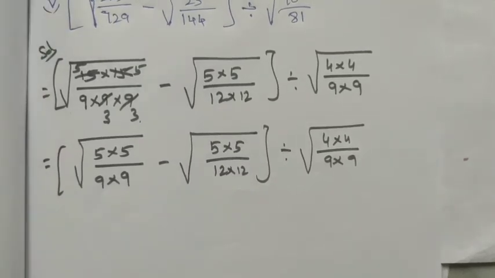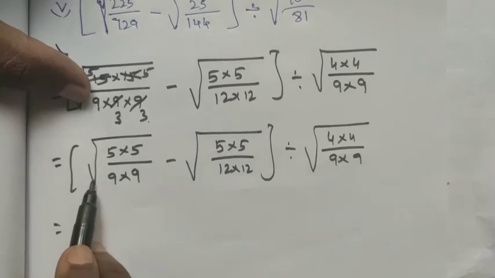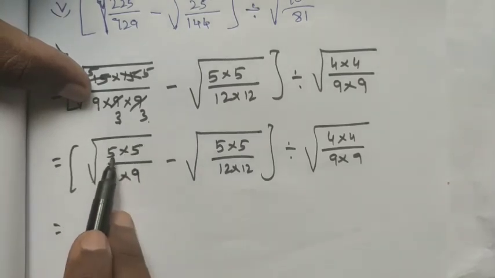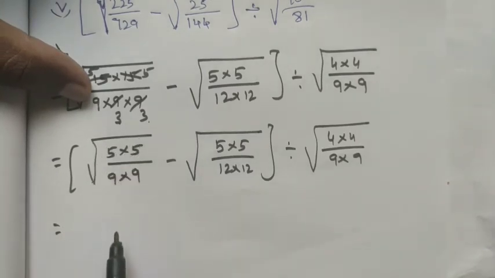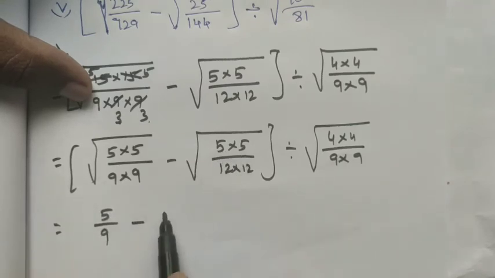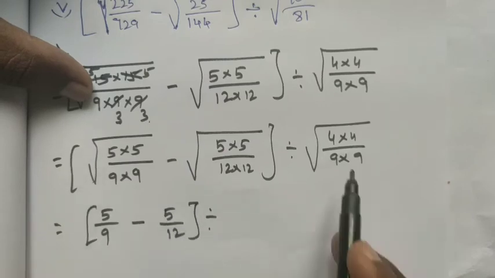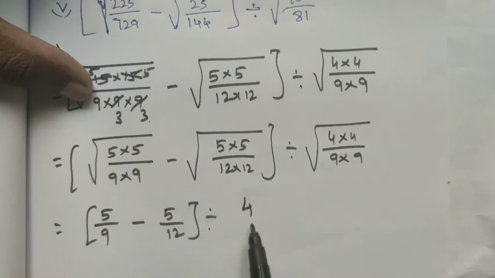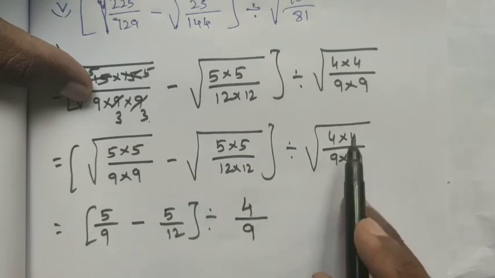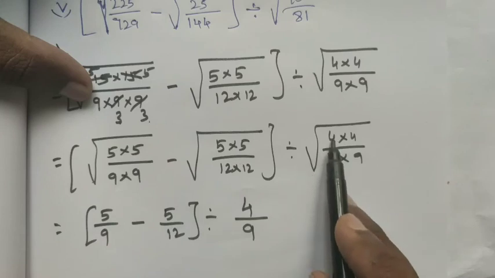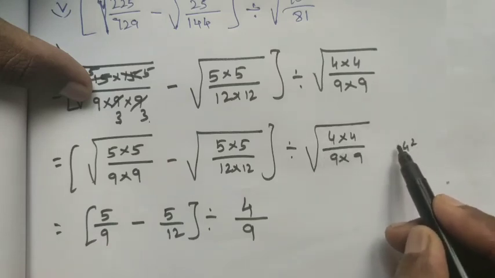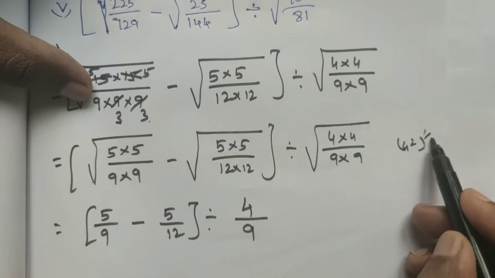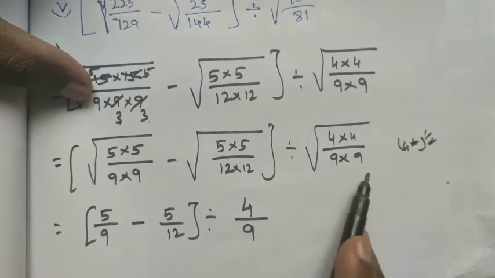In the next step, we are going to apply the square values. Now see, here it is a perfect square number. It is a square root. 5 into 5 is 5 square. The square root and the square of 5 will be cancelled. We get 5 divided by 9. Minus, here also we have 5 divided by 12, divided by, here 4 into 4 means we get 4 divided by 9. Taking square root value, right? Here 4 square. Root means we have power 1 by 2. 2 and 2 will be cancelled, we get only 4, and the denominator is also the same, 9.